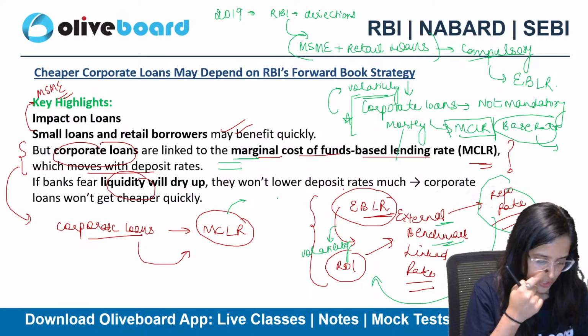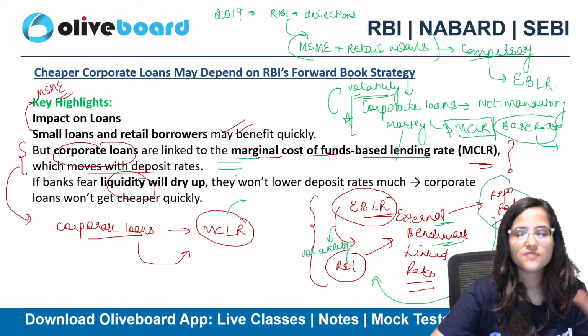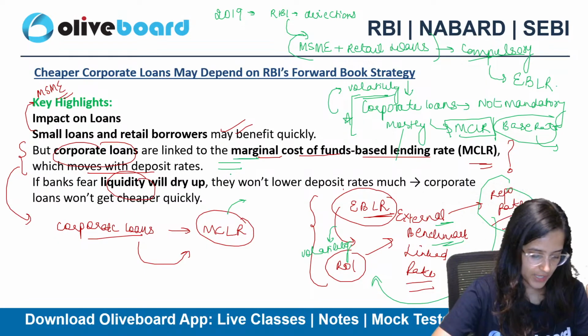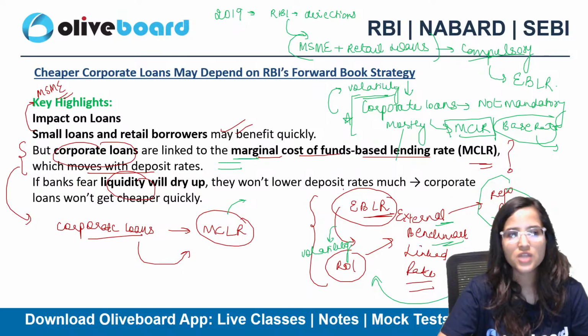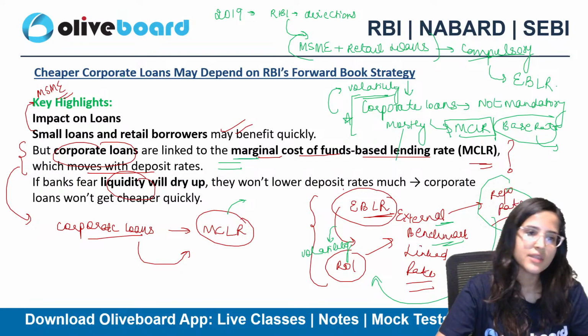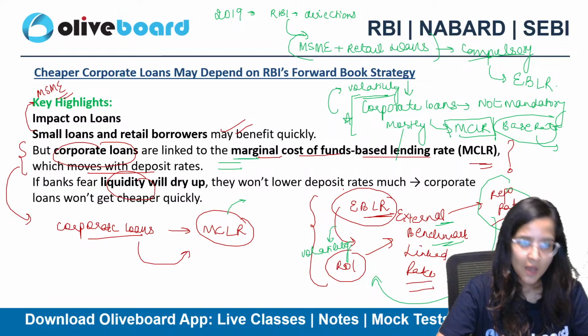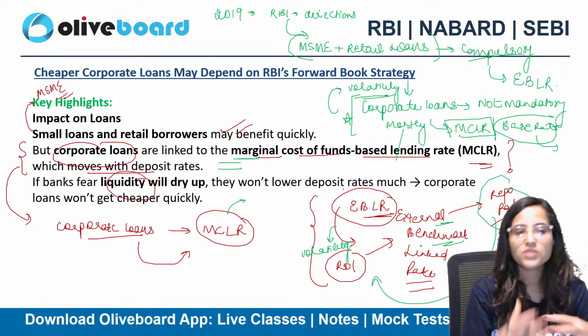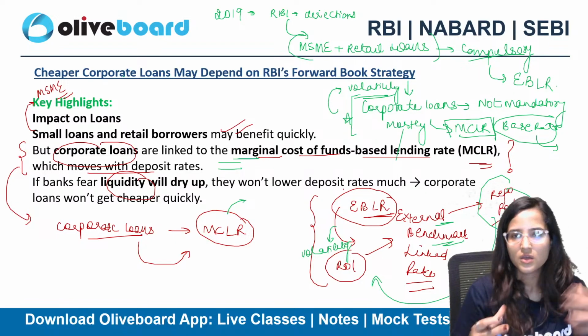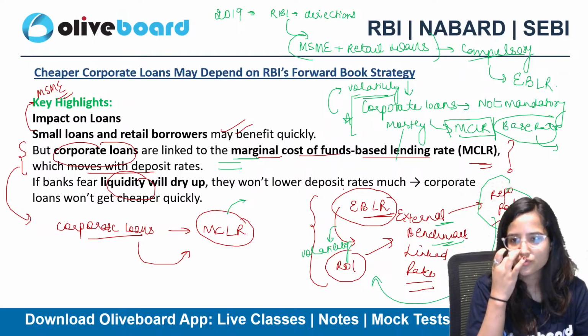हाँ, not previously issued bonds, Chetan, but I hope this thing is clear now. Right? That is why we are saying that अभी के लिए, because repo rate has been reduced, small loans and retail borrowers might benefit quickly, but the corporate loans might not benefit because they think about this कि if liquidity will dry up, then there's no point of lowering the deposit rates also.